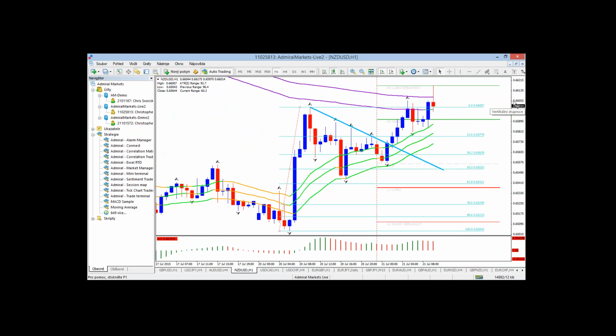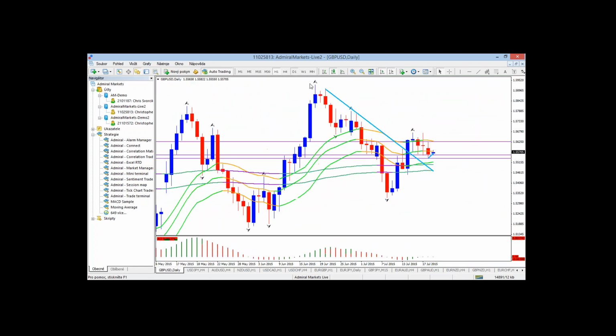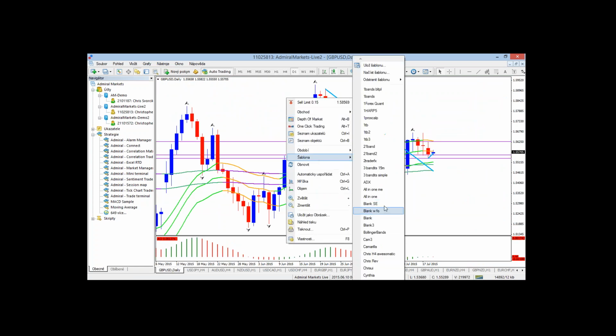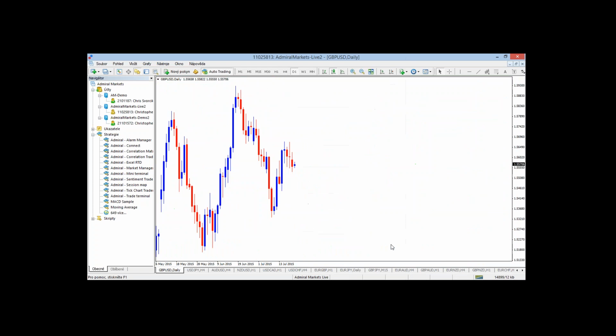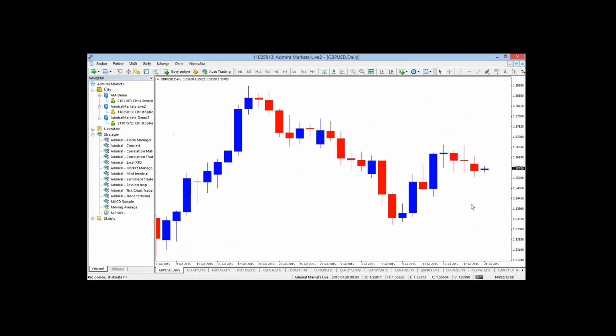The candle of yesterday that closed for cable, was it bearish or bullish? I have small bearish candle.